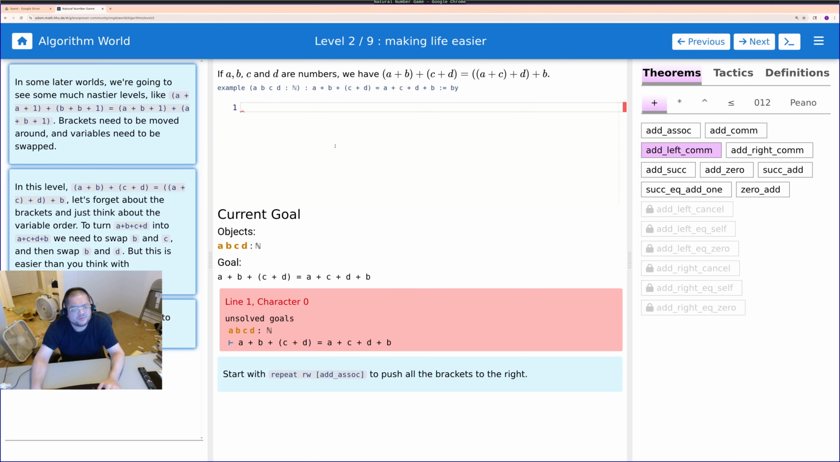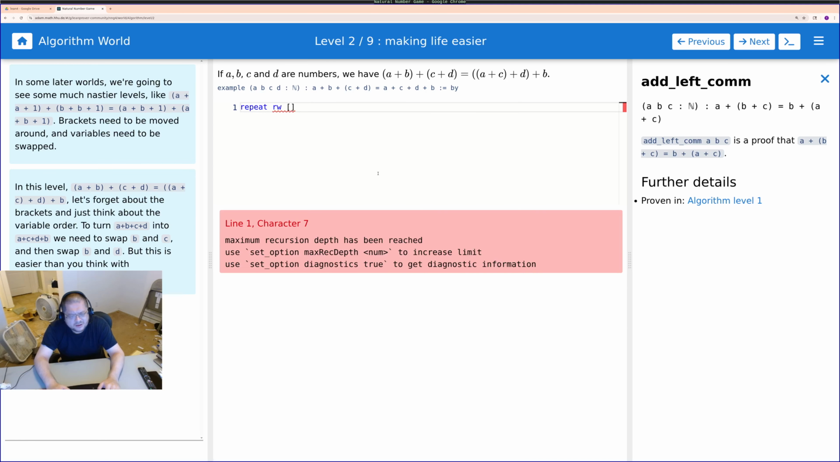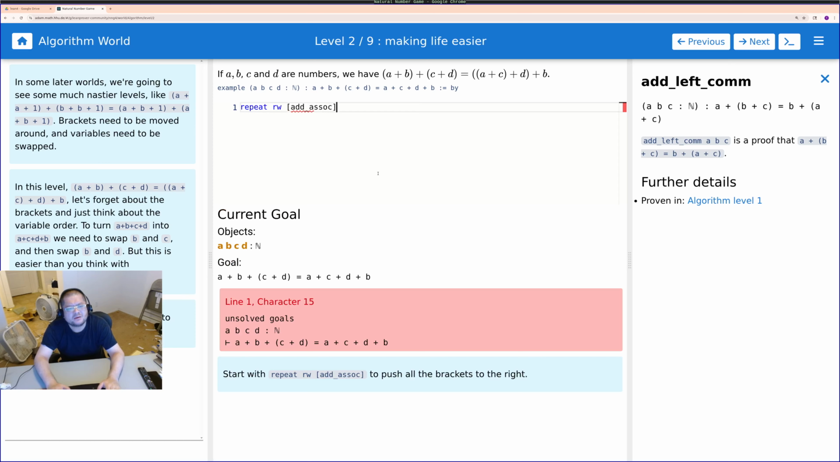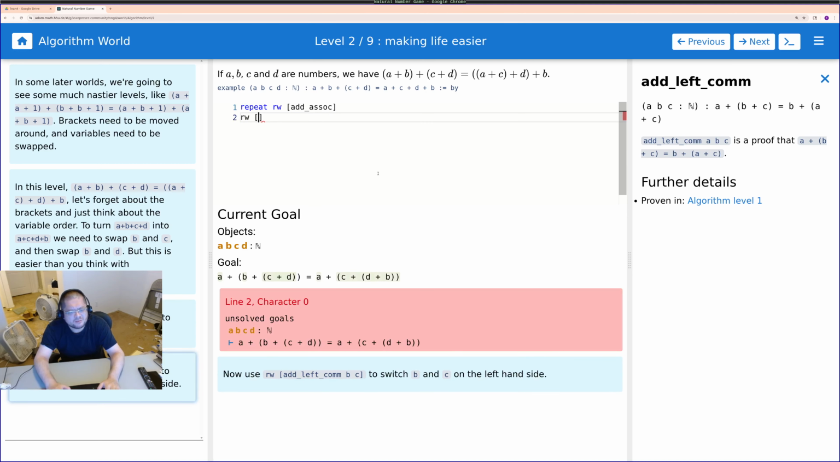What do we do here? We're doing more moving around. Alright, let's take the hint. Repeat, rewrite, associative to push all the stuff. A, B, C, D. I don't think this is actually enough. Oh, is this?